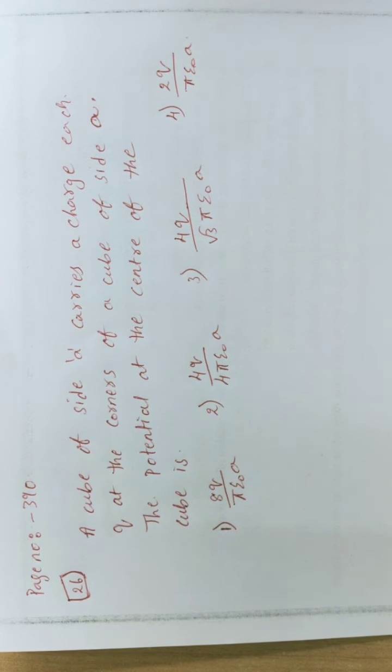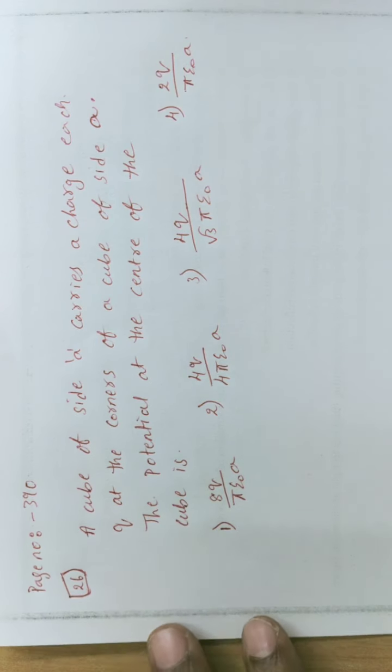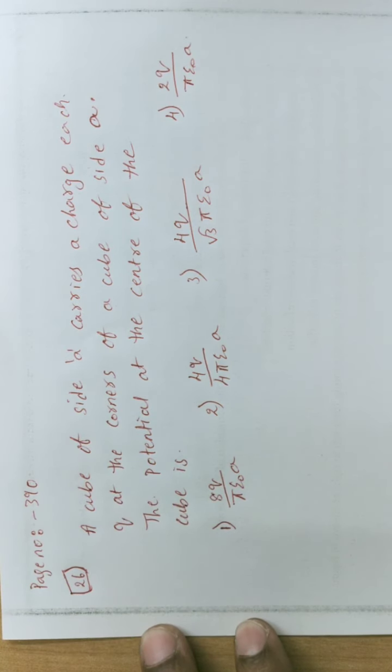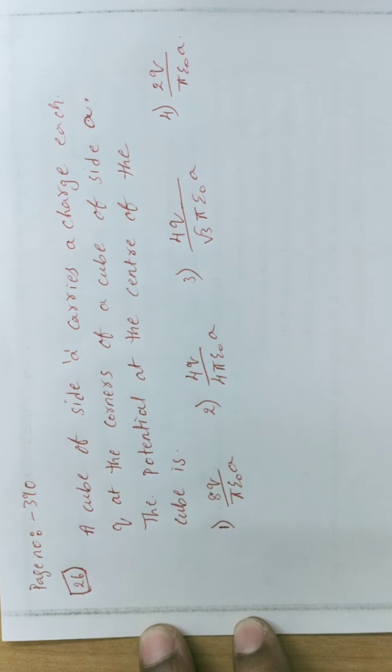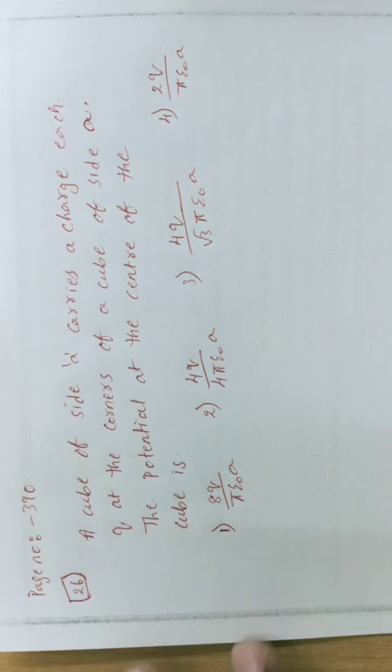This is a different problem, and it is also a very easy problem. So how do we solve it? Let us think. The question is: a cube of side a carries a charge q at each of its corners. The potential at the center of the cube is, okay, this is the question.